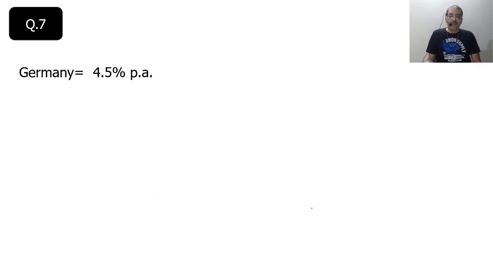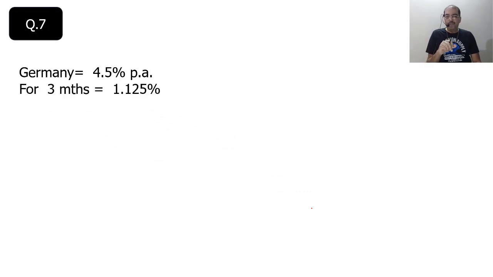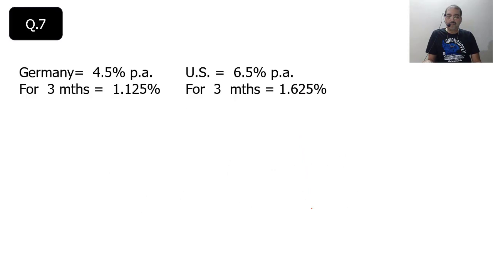First I'll write the rates of interest. Germany 4.5% per annum. So for 3 months it will be 4.5 into 3 by 12. US it is 6.5% per annum. So for 3 months it will be 6.5 into 3 by 12. Now how do we write spot rate? One Deutschmark is equal to 0.6560 dollars.